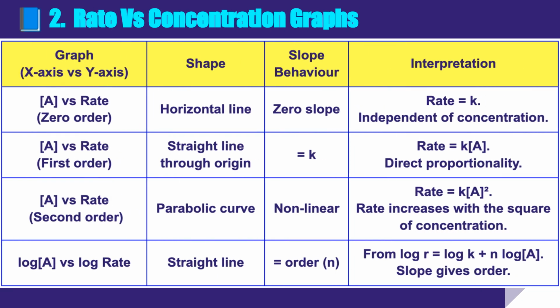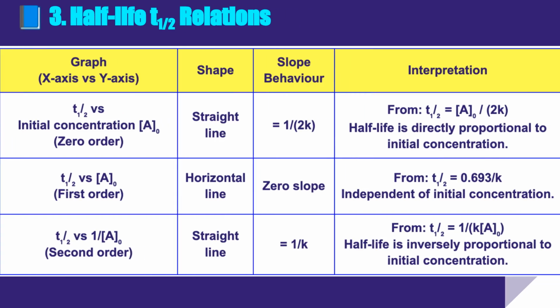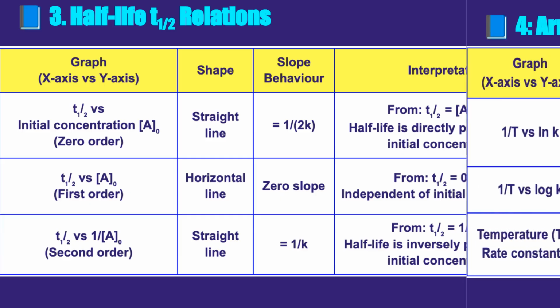Next are rate versus concentration graphs. The shape of the curve, from horizontal to parabolic, indicates the reaction order, and the slope of log rate versus log concentration gives the order. Here we look at half-life relations. The dependence of half-life on initial concentration distinguishes zero, first, and second-order reactions.